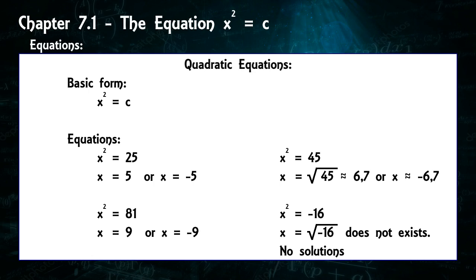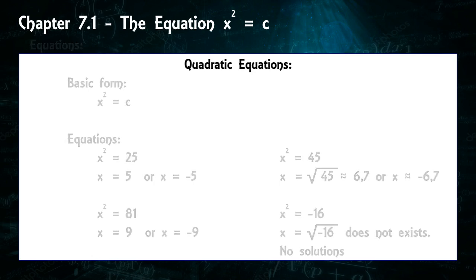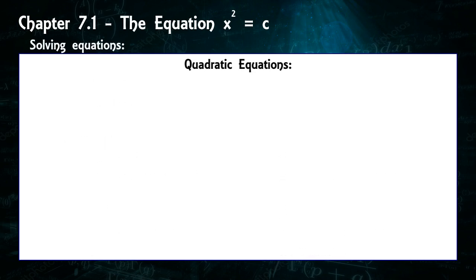But what if we add some more numbers? How about x squared plus 10 is 59? To solve this one, first subtract the 10 from both sides to remove the plus 10 on the left hand side. We now have the line x squared is 49. Lastly, we take the square root of 49 to receive x is 7 or x is minus 7.